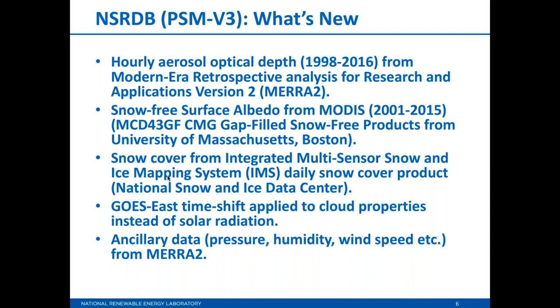Then we have the snow cover from the Integrated Multi-Sensor Snow and Ice Mapping System, the IMS, which is a daily snow cover product produced by the National Snow and Ice Data Center. The next thing that changed was that, as you might be aware, the GOES West satellite measures at the top of the hour and middle of the hour, while the GOES East satellite measures at 15 and 45 past the hour. For consistency, we had to shift the data to make it at the top of the hour and middle of the hour. Earlier, we were shifting the solar radiation directly, but now we essentially shifted the cloud properties instead of the solar radiation. So that was a significant change.